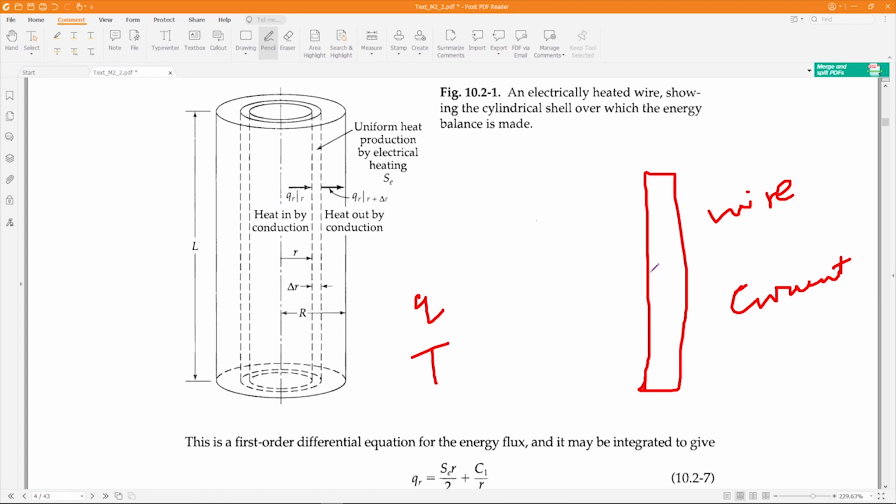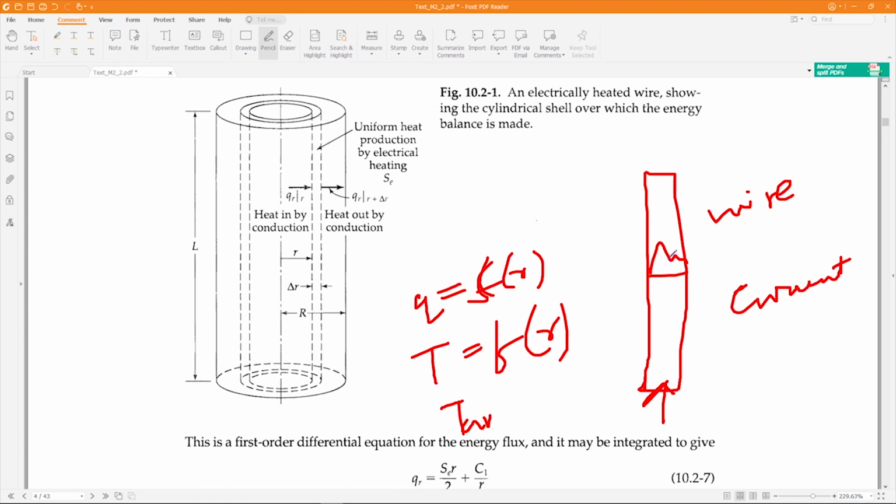So how is the temperature changing? What is the profile here? How is the temperature changing with the radius? How is the flux changing with the radius? You have to find that out. You can also be asked to find the average temperature, and so on. So the current is flowing through a wire of some metal of some conductivity that is given.